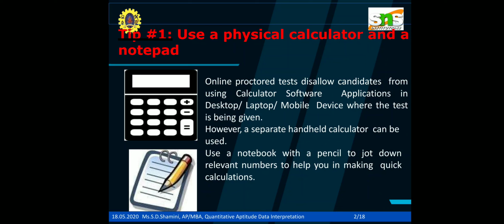The first important tip is to use a physical calculator and a notepad. Online proctored tests disallow candidates from using calculator software applications on the desktop, laptop or mobile device where the test is being given. However, a separate handheld calculator can be used to calculate a few difficult calculations, and use a notebook with a pencil to jot down the relevant numbers to help you in making quick calculations. You have to keep on practicing using the notepad so that you will get quick access to the calculations in future also.